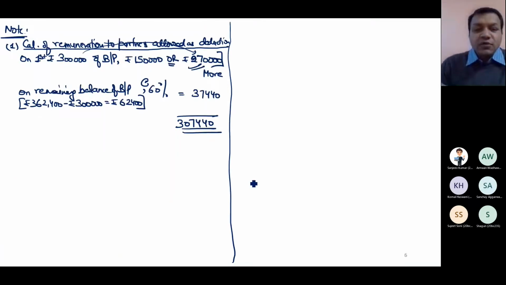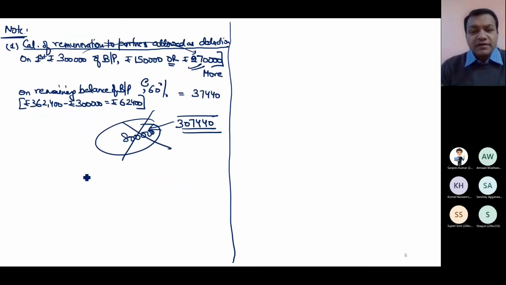If this value came out to be 8 lakh because of some reason, then I would not have deducted 8 lakh because this is the maximum. In reality, my actual was 360, so I would have deducted 3 lakh 60 rather than 6 lakh.